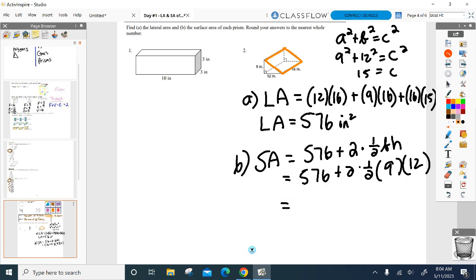Again, lateral area, take off the bases. 684. And please, not a life lesson, but a common sense lesson here. I think your surface area should always be greater than your lateral area, right? Because you're adding on more faces. All right, how's everyone feel there? We're okay? The concept of lateral area and surface area now.